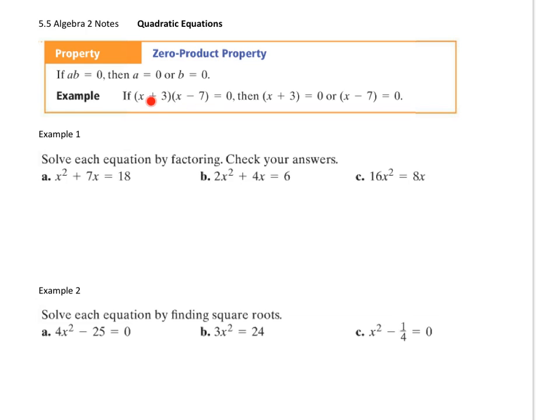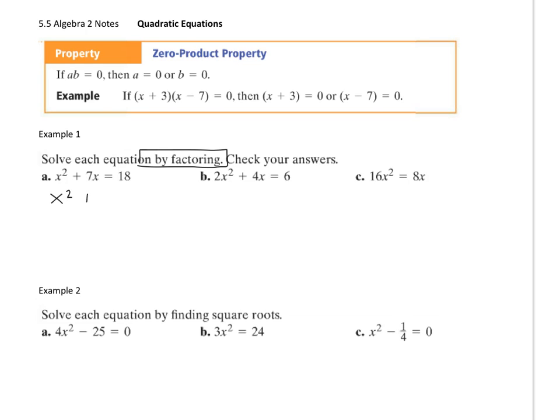If you have x plus 3 times the quantity x minus 7 equals 0, that means x plus 3 has to be 0 or x minus 7 equals 0. So if you can factor a quadratic and set the expressions equal to 0, then it's an easy, quick way of solving a quadratic. To solve by factoring, in order to use the zero product property, you have to get one side equal to 0.